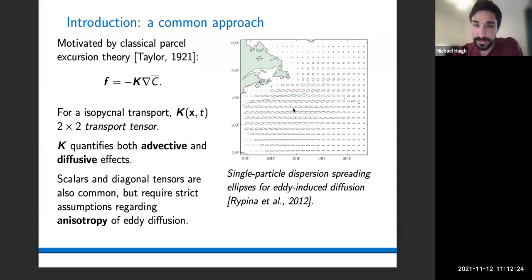With diagonal tensors, they impose that the preferential direction of mixing is aligned with the model grid, which is unrealistic. So for the rest of this talk, I'll proceed with this transport tensor representation, which can wholly account for the anisotropy of eddy transport.